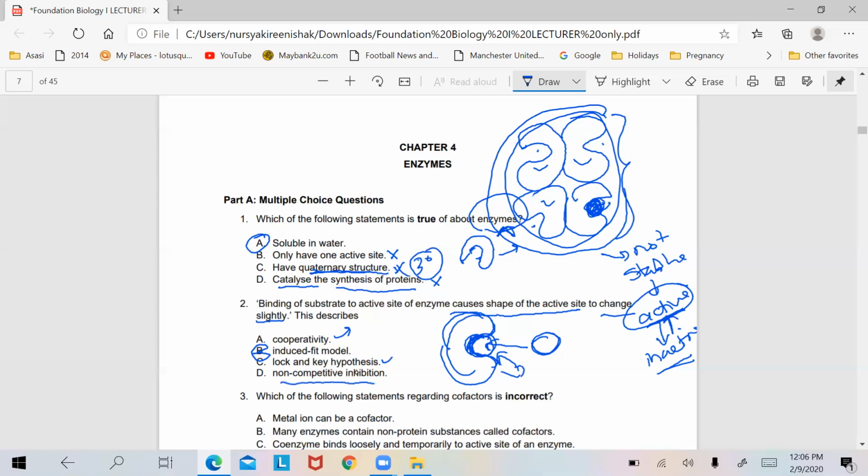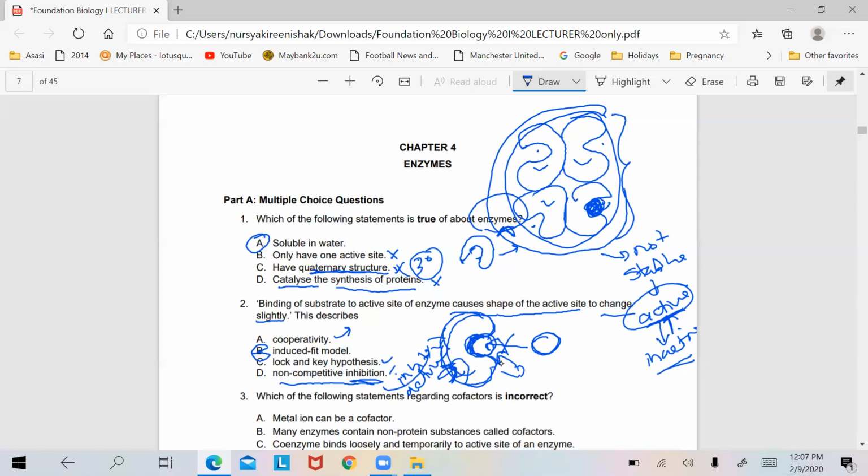And then non-competitive inhibition involves inhibitors binding to the allosteric site. So what is an allosteric site? An allosteric site is another site on the enzyme where either an inhibitor or an activator will bind. If an inhibitor binds to the allosteric site, it causes the enzyme to change shape. Once the enzyme changes shape, the active site also changes shape, and the substrate cannot bind to the active site because the binding of the inhibitor causes the enzyme to be in the inactive form.